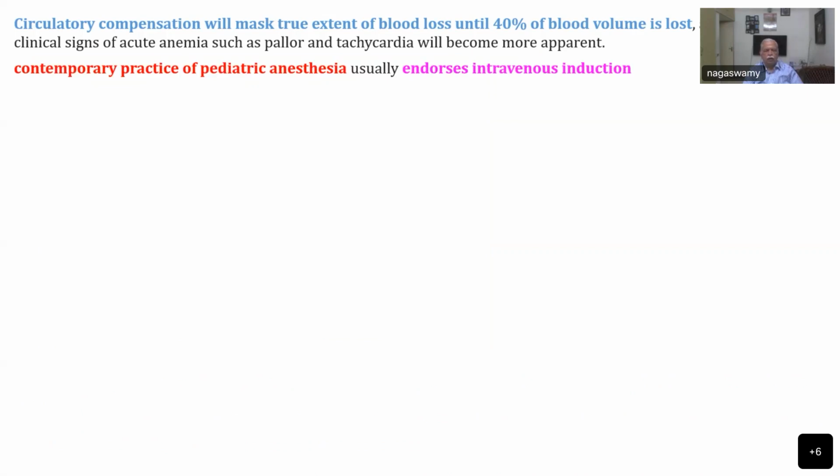So earlier it used to be an option between inhalation induction in the lateral position and intravenous induction, but now, because you have drugs available like ketofol which can stabilize the hemodynamic situation, you can go for intravenous induction.